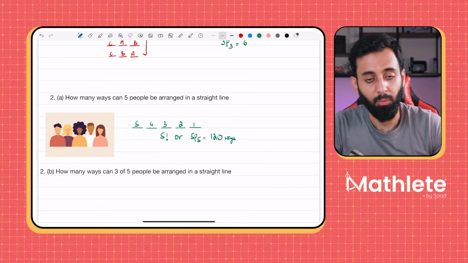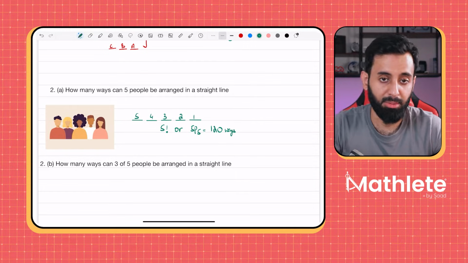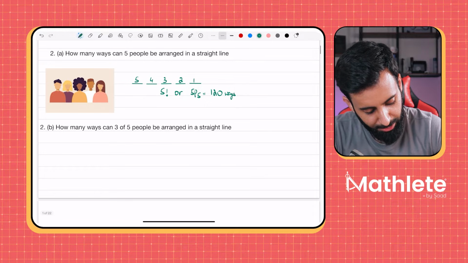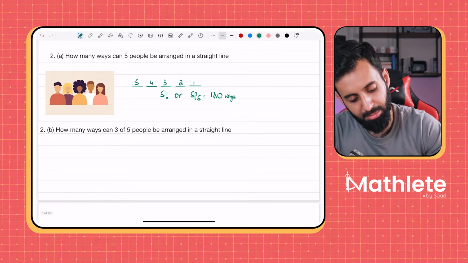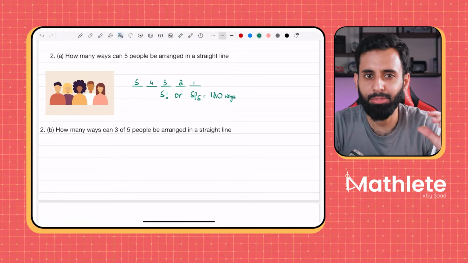And you can see why we didn't do it manually, because had we done it manually, I would have only been able to solve this question in this video. Okay, now part B. Part B says, how many ways can 3 of 5 people be arranged in a straight line? Okay, so now we have somewhat of a restriction.